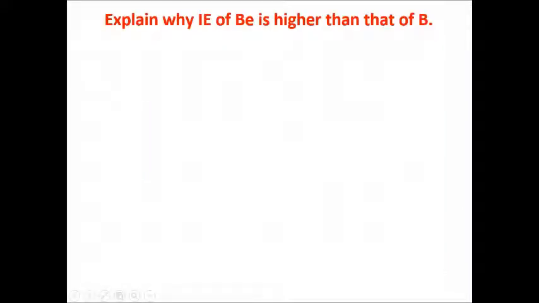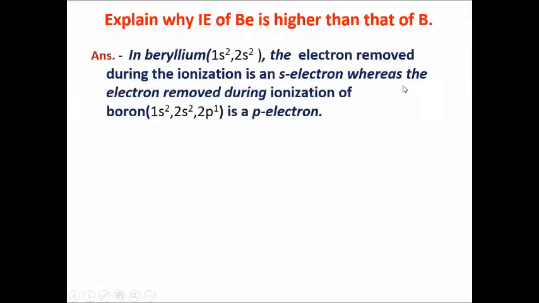Now let's see this question: why is the ionization energy of beryllium higher than that of boron? In beryllium, we know the electronic configuration according to the Aufbau principle is 1s2, 2s2. 4 electrons are there, arranged in these 1s and 2s orbitals. The electron removed during the ionization is an s electron. The outermost electron is 2s, and from there 1 electron will be lost.